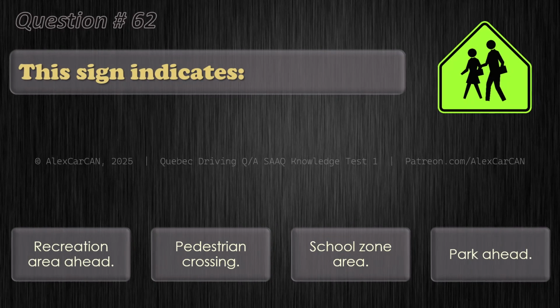Question number 62. This sign indicates recreation area ahead, pedestrian crossing, school zone area, park ahead. The correct answer is school zone area.